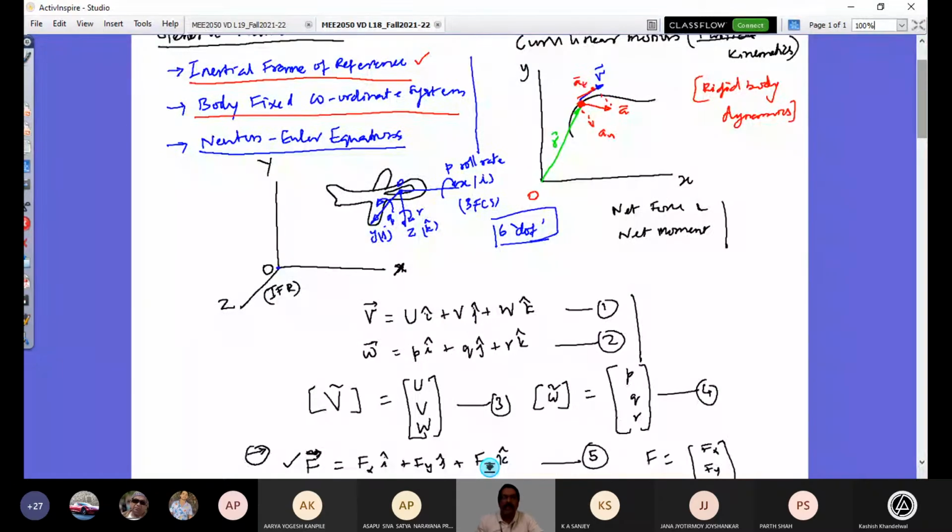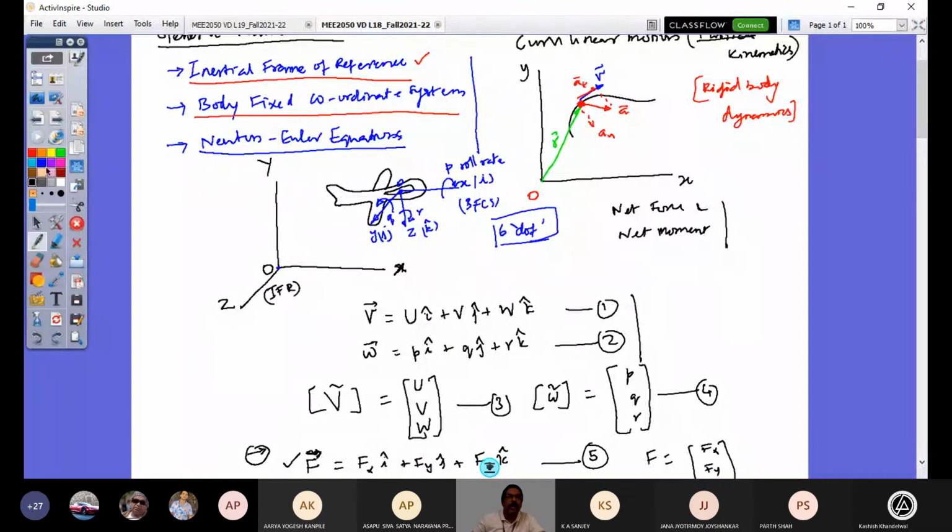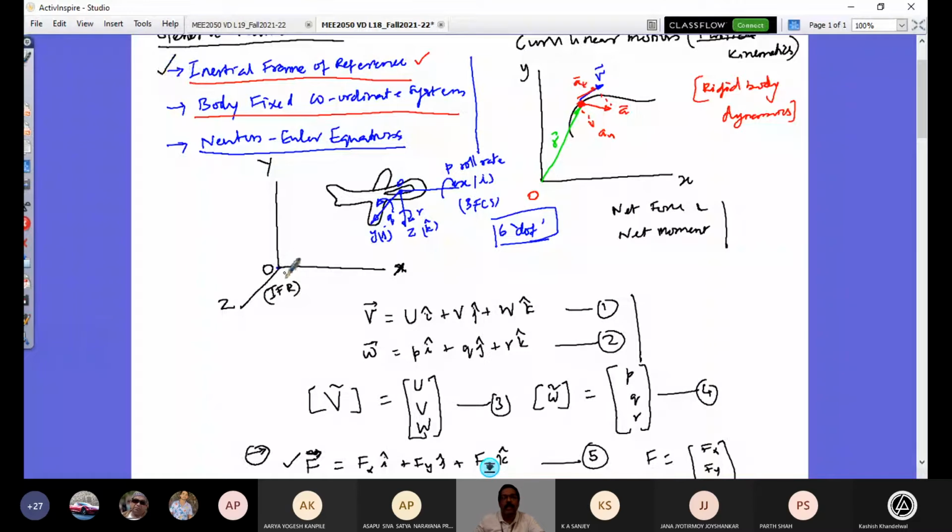We looked at this aircraft and we essentially used two axis systems. One is an inertial frame of reference, which is this axis, capital X, OX, OY, OZ axis, fixed on the ground, which is a non-accelerating, non-rotating axis, right?